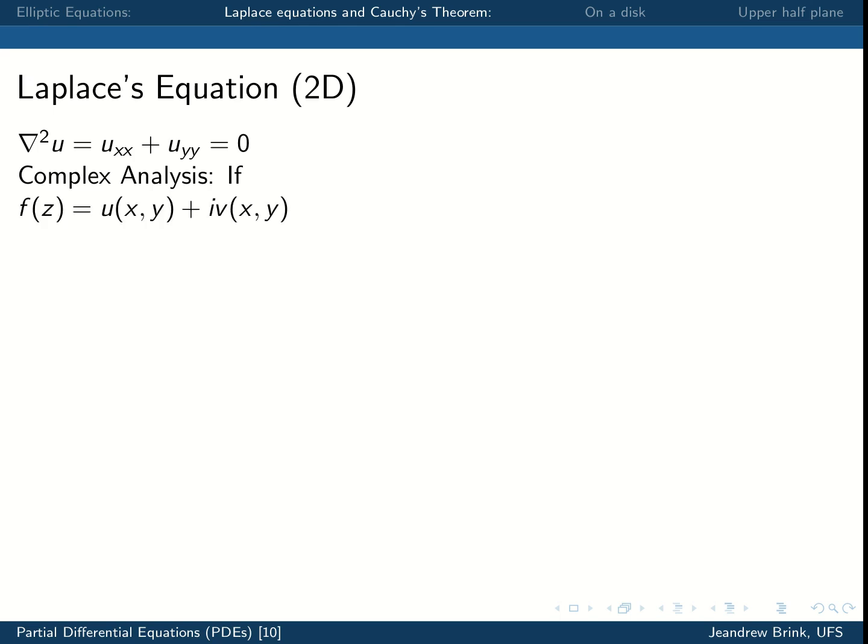So if you recall, we have our complex function f(z), where z is x plus iy, and we can express it in terms of its real and imaginary parts. There is a theorem that says it is analytic if both the real and imaginary parts obey Laplace's equation. So there is a very close connection between complex analysis and finding solutions for PDEs. And in this case, the connection is exact.